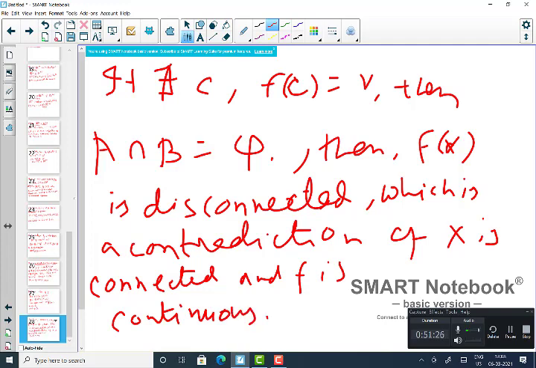So what does that mean? That means you must have an element C which satisfies the condition f of C equals R. Is that fine? Otherwise that too would define a separation. Okay, so I will stop my lecture here today.